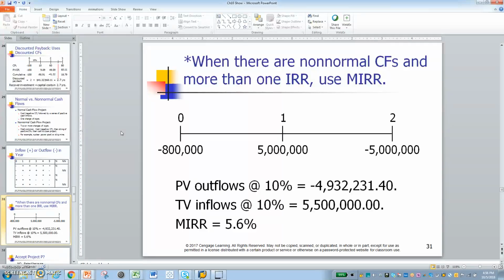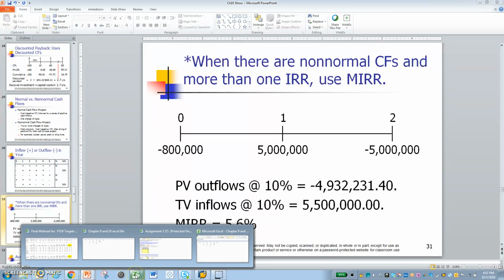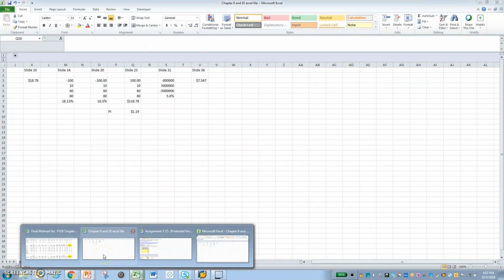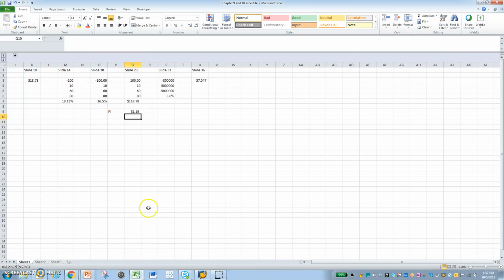So when there are non-normal cash flows and more than one internal rate of return, we want to use the modified internal rate of return. So let me pull back up our Excel file so we can quickly see this one, and that was slide number 31. Alright, so simply you want to lay this out again like I've shown you. You've got your cash flow here at the beginning, and then your cash flow in year 1, cash flow in year 2. So you're going to do the modified internal rate of return. I'll show you the bigger version of this formula here.